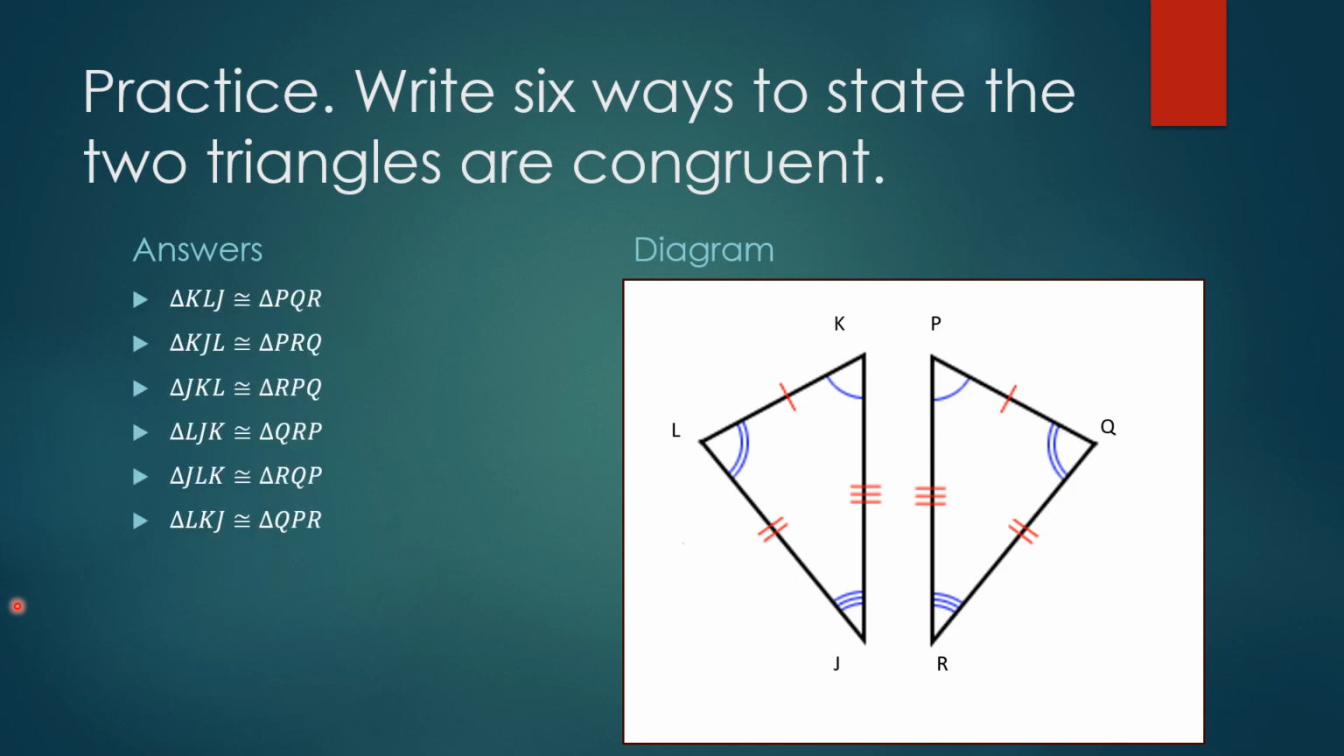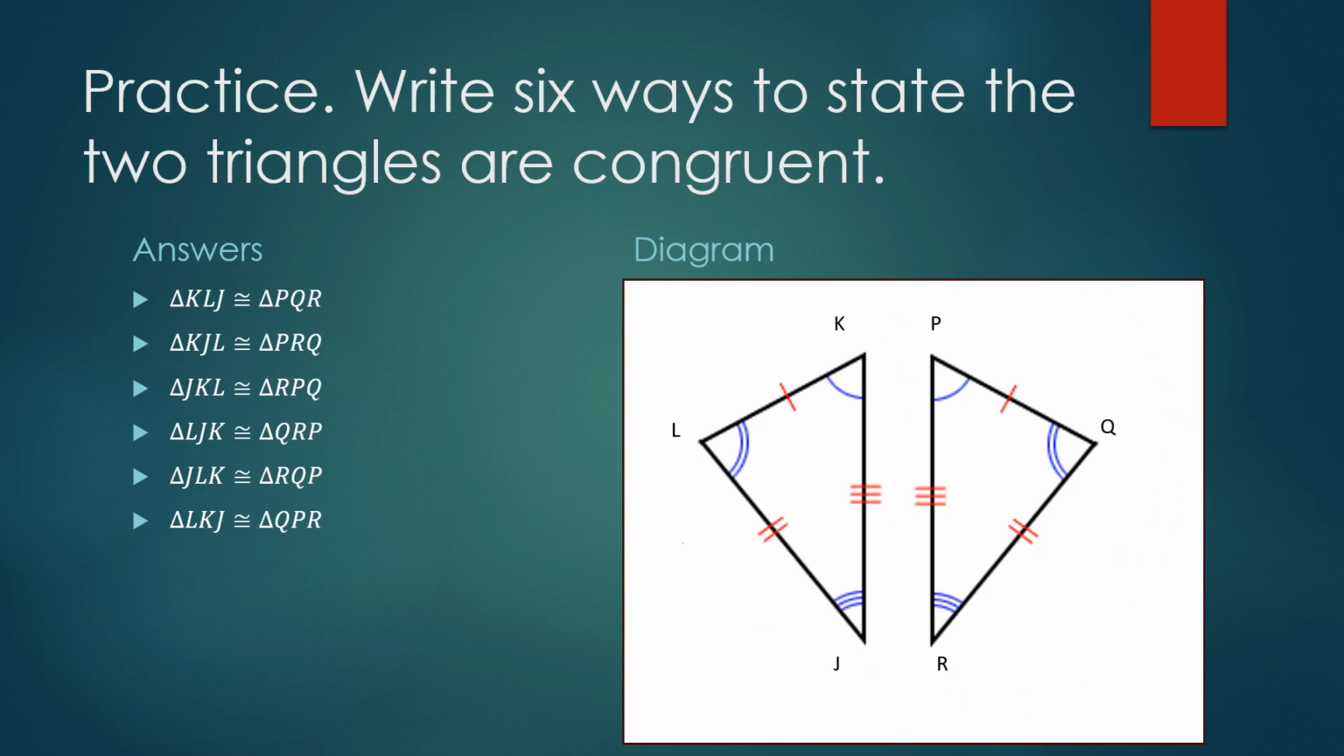Here are 6 different ways. Now, of course, we could flip it around and say that this side is actually on this side and vice versa, but these would be essentially half of the ways you could label these congruent triangles. Note that they're all correct. Even though the order is different, they all describe the same relationship, that this triangle is congruent to this triangle.